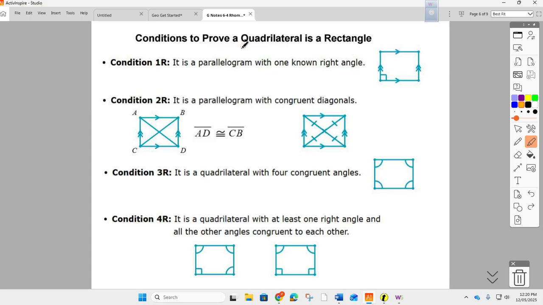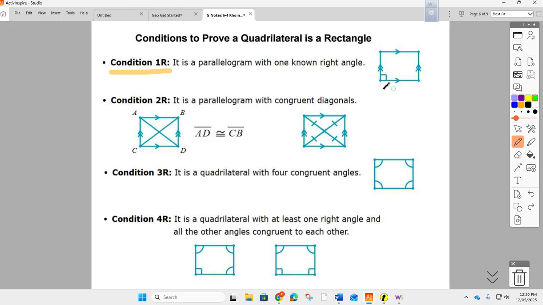What conditions prove that a quadrilateral is a rectangle? If we only know it's a quadrilateral, we can say it's a rectangle if it's a parallelogram with one known right angle. Why would that be? Why does it only take knowing it's a parallelogram and one right angle? Anybody know? Charlie? The sides are parallel. We know it's a parallelogram. How do we know it's a rectangle? Because you need one right angle, sides are parallel. Just put a right angle on it.